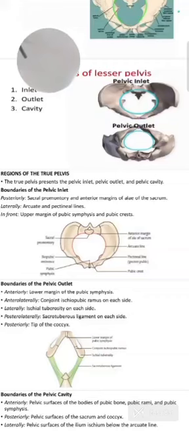Lateral boundary is the ischial tuberosity on either side. Posterolaterally, the sacrotuberous ligament on either side. Posteriorly, the tip of the coccyx. So all these together form the posterior boundary.